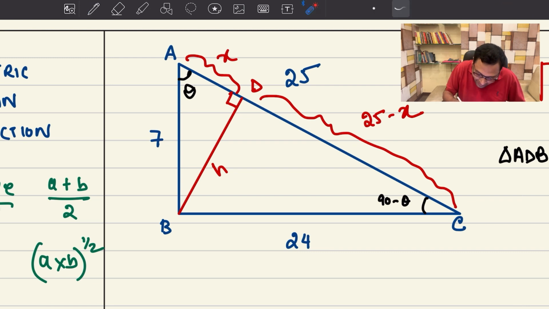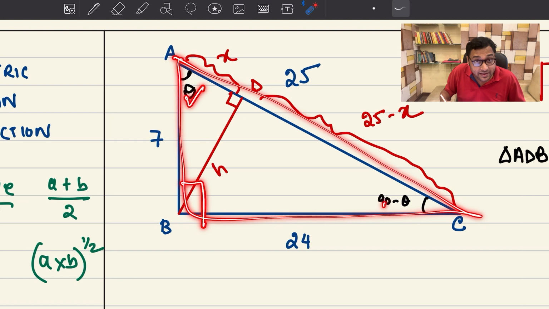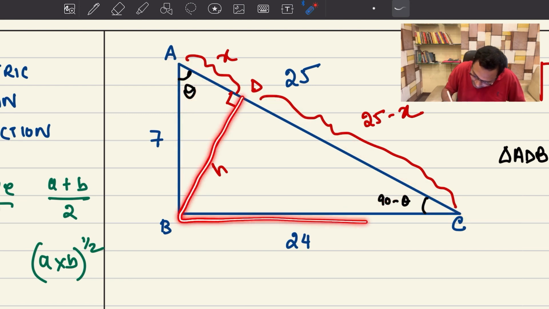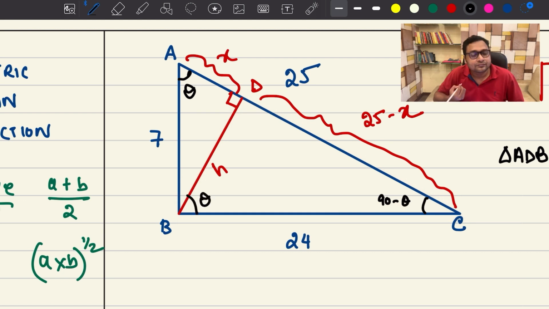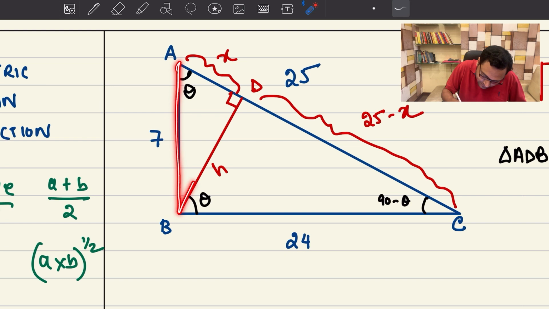Because in the big triangle, this is 90. So if this is theta, then this is 90 minus theta. Now look at this small triangle. This one is 90 degrees because it's a perpendicular. If this is 90 minus theta, then this is theta. Similarly, in this small triangle, if this is theta, then this is 90 minus theta.